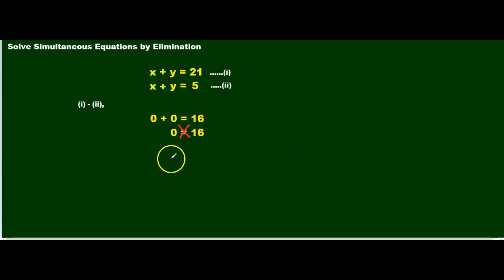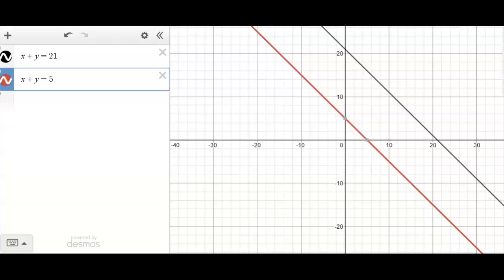But we know that 0 can never equal 16, correct? So our final answer would be that there is no solution. On the graph, what does that mean when there's no solution? We have the black line, which is x plus y equals 21, and the red line, which is x plus y equals 5. Do you see that the lines are parallel? Because they're parallel, they never meet, and therefore there's no intersection point, and therefore there's never any solution.